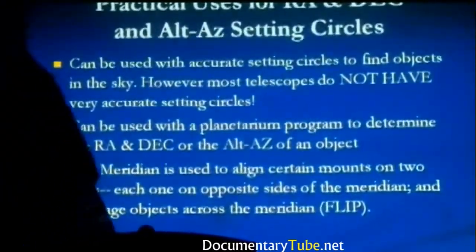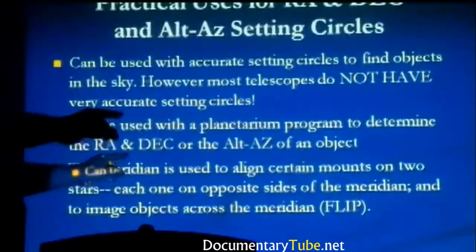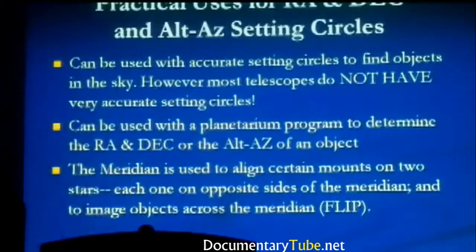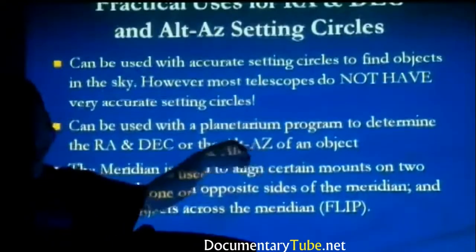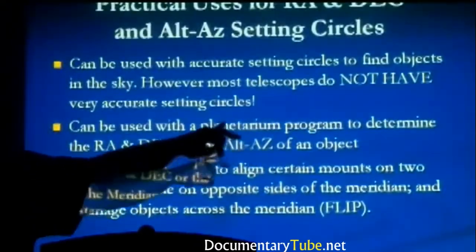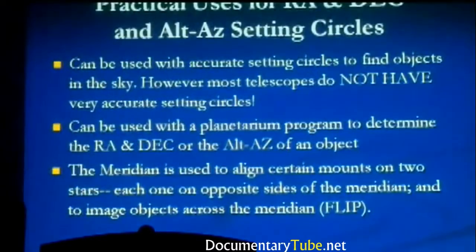Okay, so if you have a planetarium program like what we just used, they're very, very handy for locating the right ascension and declination, or especially the alt-az of an object. Does everybody remember why we probably will need a computer program to tell us the alt-az coordinates? Because they change constantly. That's right, that's right.